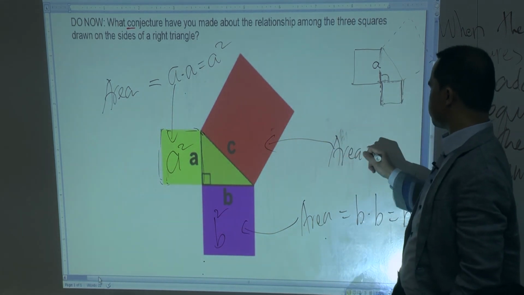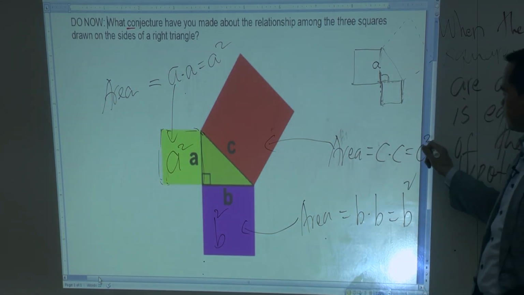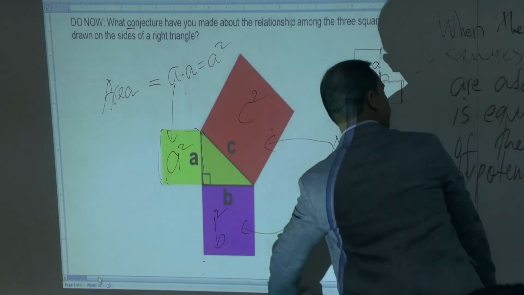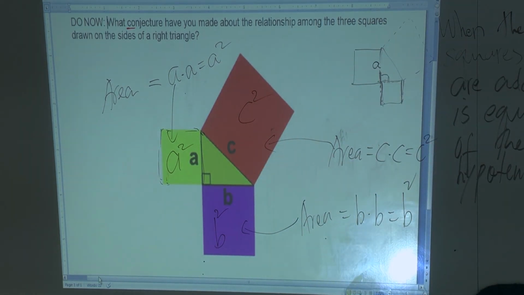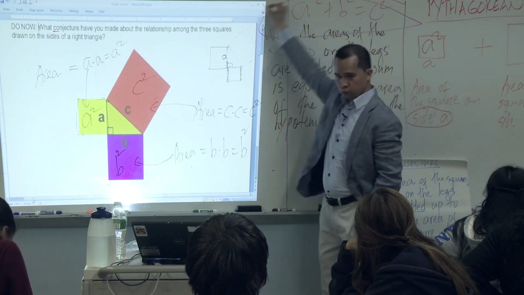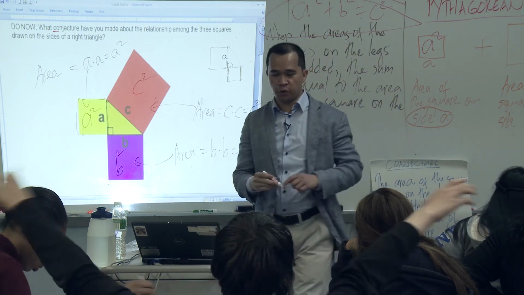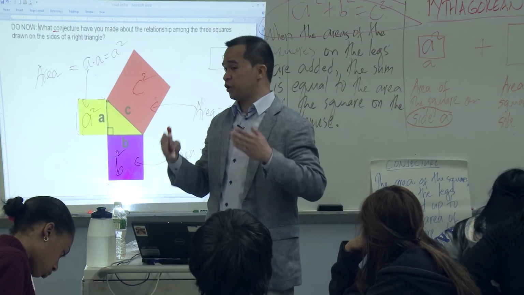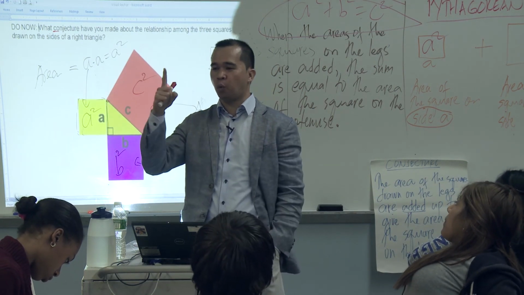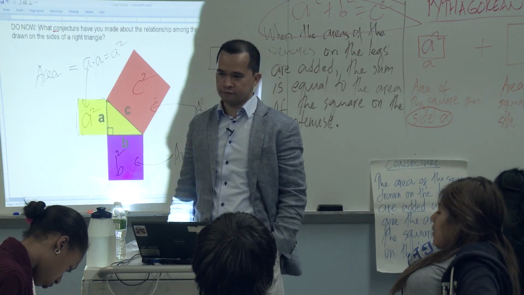Area is equal to C times C. So can we state this using those symbols? Awesome. Eric. A squared plus B squared equals C squared. And you just proved the Pythagorean theorem geometrically. Now take note, there are 300 plus proofs of the Pythagorean theorem, right? You were able to do one, and that is more than good enough. That's awesome.